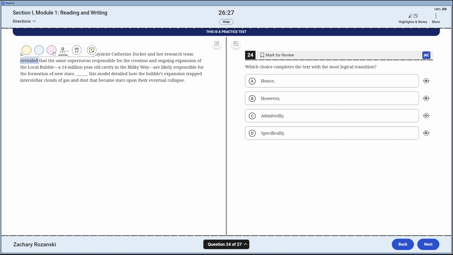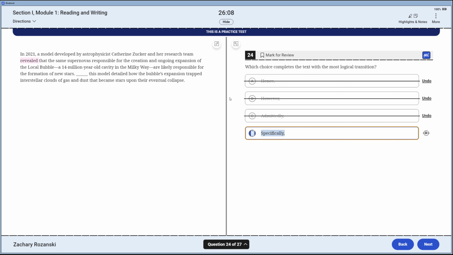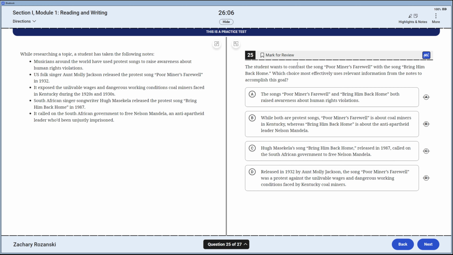A model revealed that the same supernovas did this thing or are likely responsible for the formation of new stars. This model detailed how the bubble's expansion trapped interstellar clouds of gas and dust that became stars upon their eventual collapse. This is like explaining the formation of new stars. It's not a cause and effect because it's the exact same thing. It's not "admittedly" because we're not making any sort of concession. It's just "specifically."